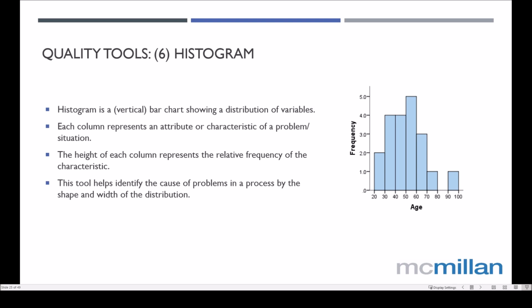And so these tools are used in conjunction with each other to help us to problem solve and be analytical. So that's one example of how we can use a histogram.